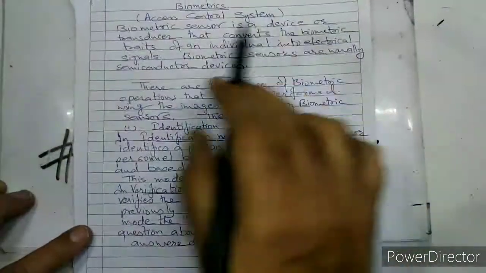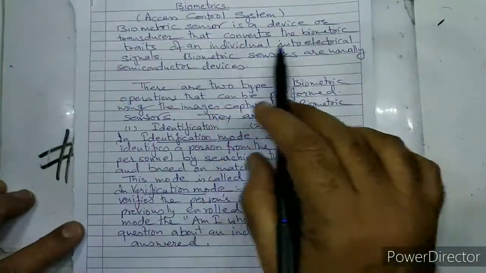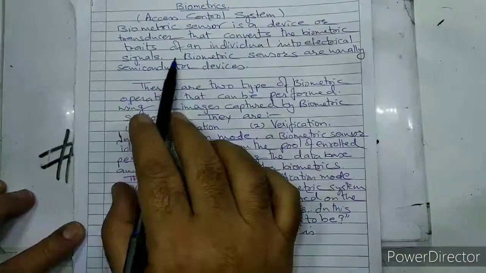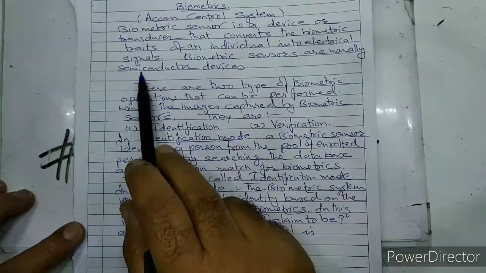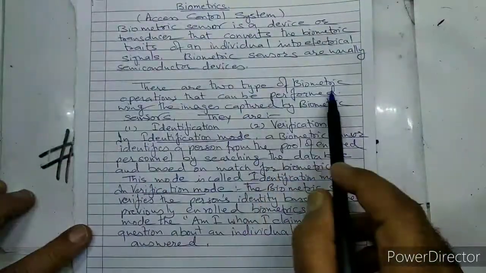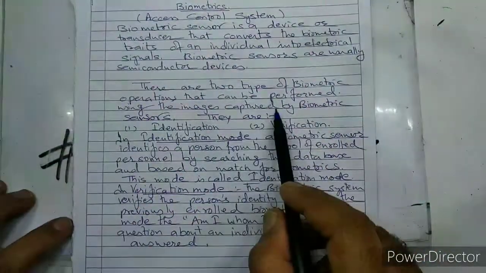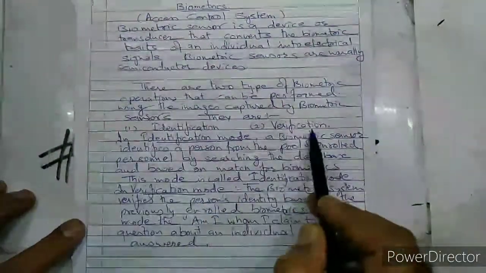Biometric sensor is a device or a transducer that converts the biometric traits of an individual into electrical signal. Biometric sensors are normally semiconductor devices. There are two types of biometric operations that can be performed using image captured by the biometric sensor. They are identification and verification.